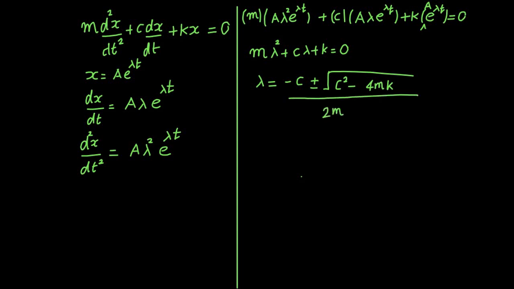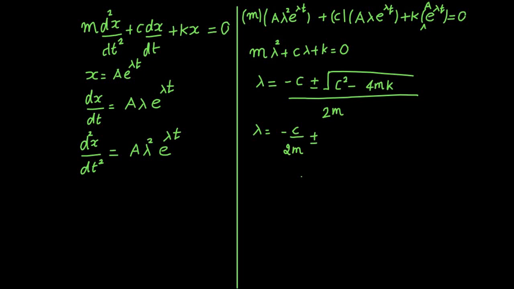Okay, that's our solution for lambda, but let us simplify this even further. So let me bring this guy over here. Okay, so lambda, here we go. Lambda is equal to, let me divide by 2m for each of these terms, c by 2m plus or minus.